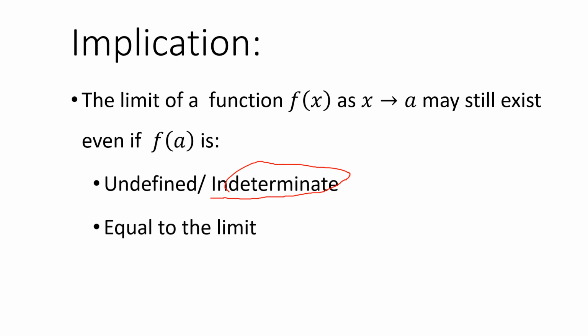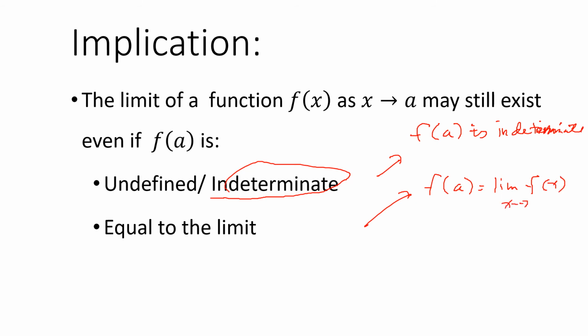Now, it can also exist if f of a is indeterminate. So the limit may still exist, or f of a could also be equal to the limit of f of x as x approaches a. So like the behavior and the end goal, or the peak, is just the same. Okay, so in this case, the behavior and the end goal are not the same, or we can also say f of a is not equal to the limit.